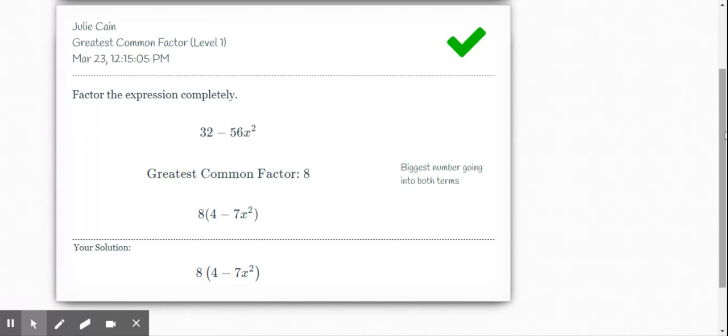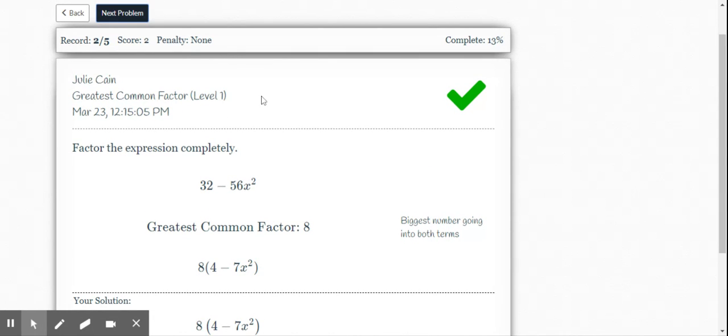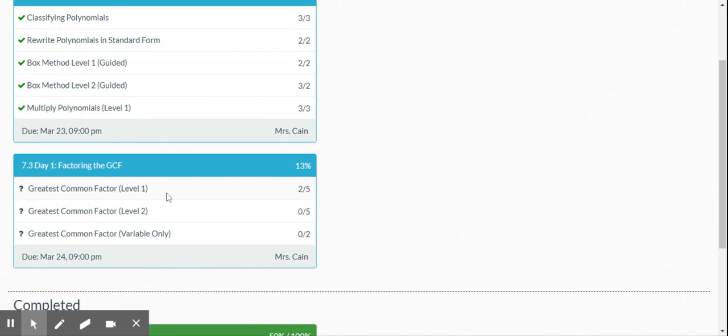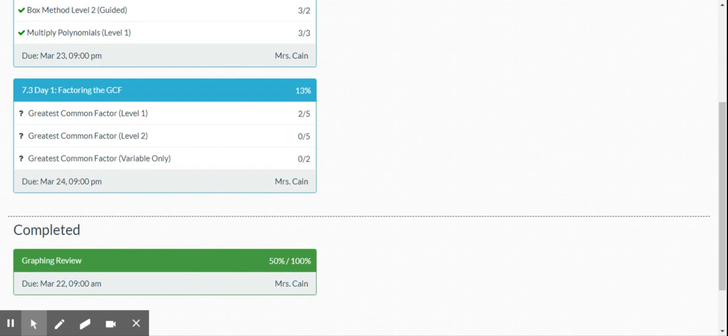Biggest number going into both terms is 8. That is what we call the greatest common factor. So basically, we're just trying to undo our multiplying, or undo our distributive property, for greatest common factors. And again, you could keep going. You could go to your next problem, or you could go back and work on some other kinds of problems here. And then I had already completed, and you can see here, this is something that was already done.